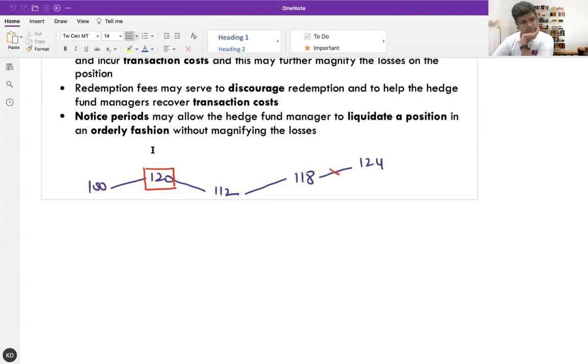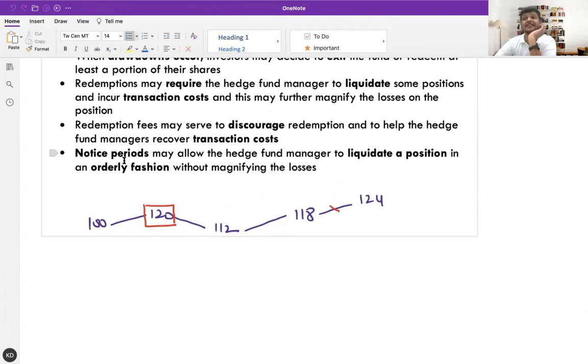If it could be 117, then definitely they will not. Under no case until it goes 120 and above. The fund's value should go above 120. Only then does it qualify for incentive, if any.